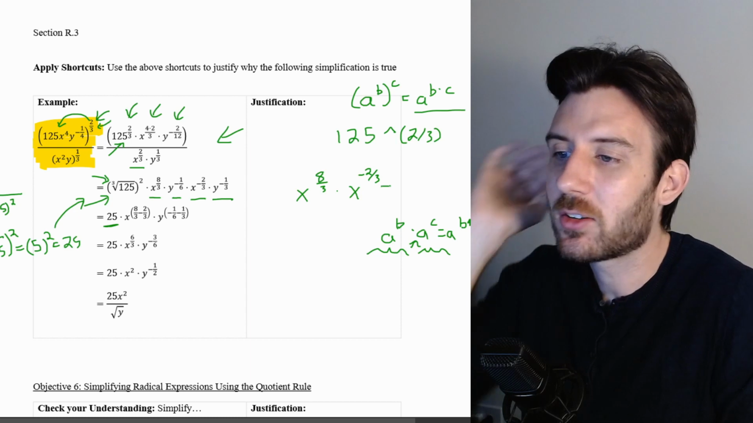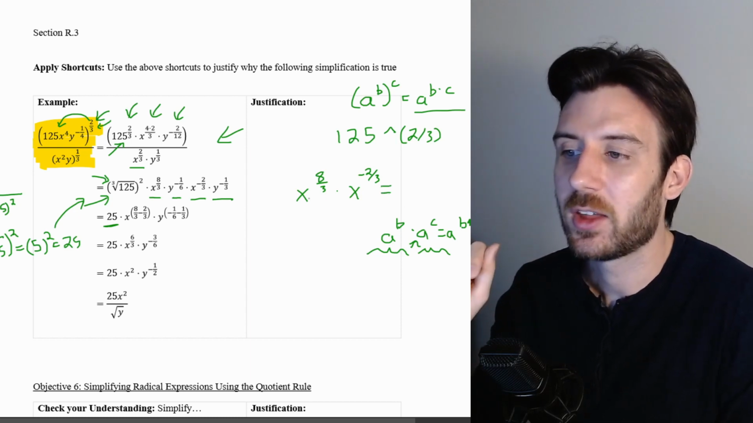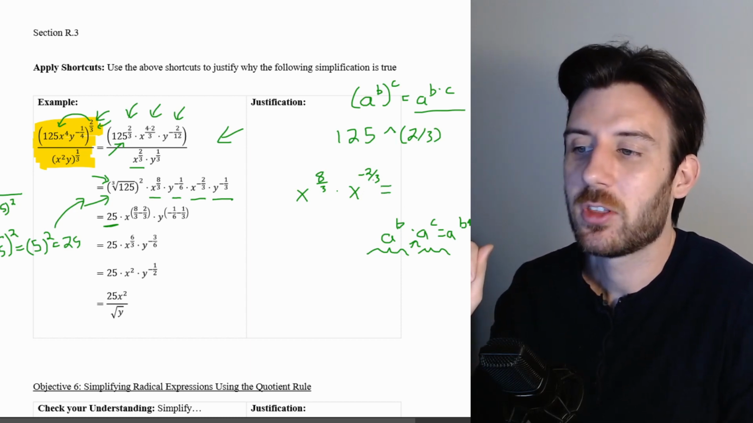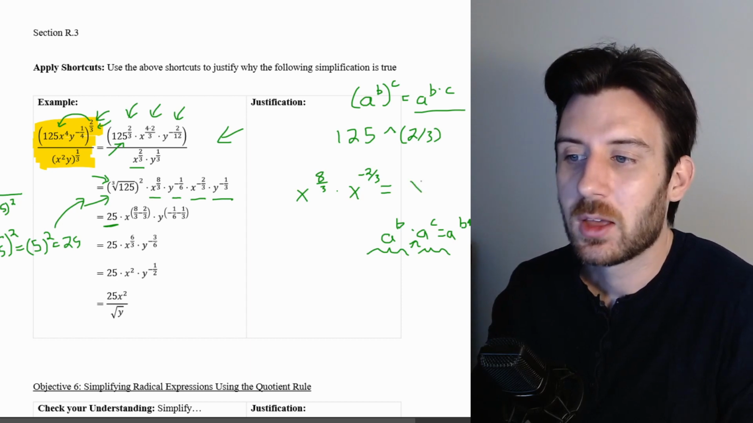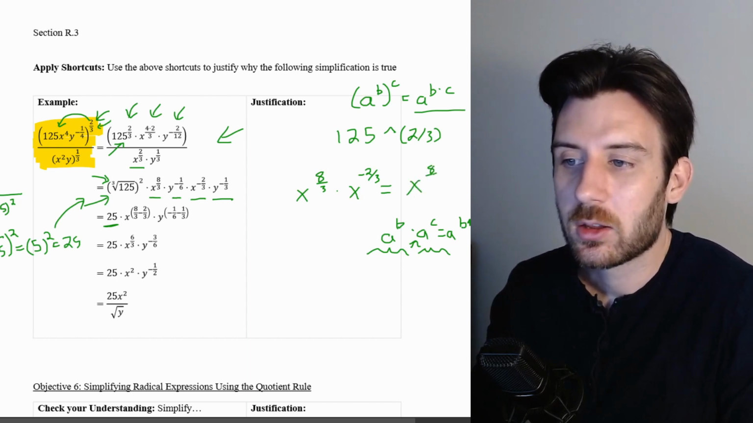So I can do the exact same logic model with these up here and say x to the 8/3 and then x to the negative 2/3 is going to get me x to the 8/3 minus 2/3.